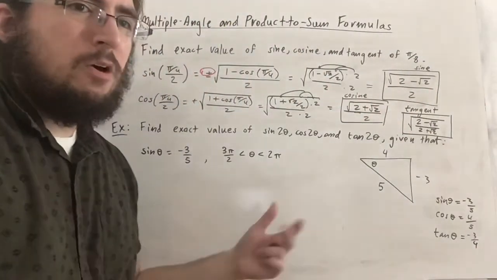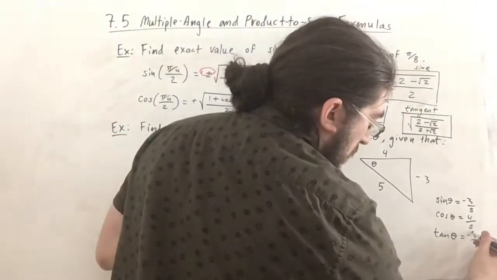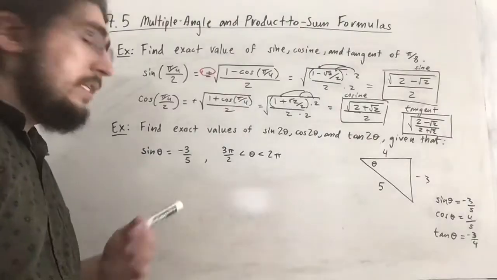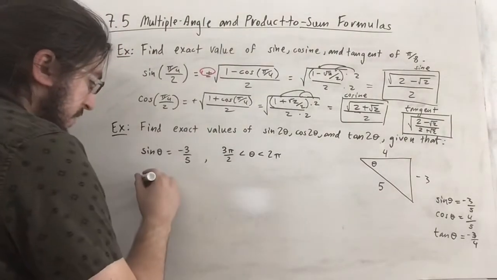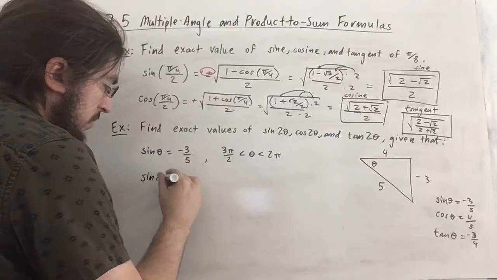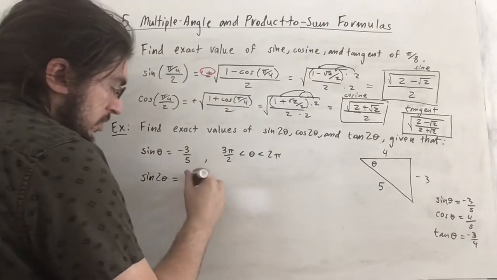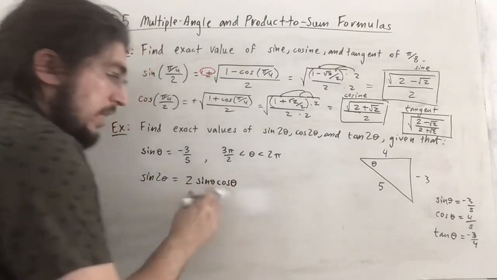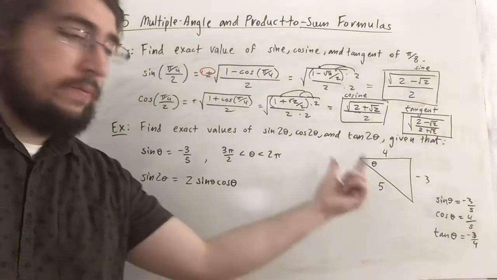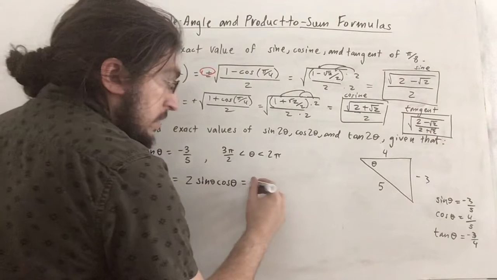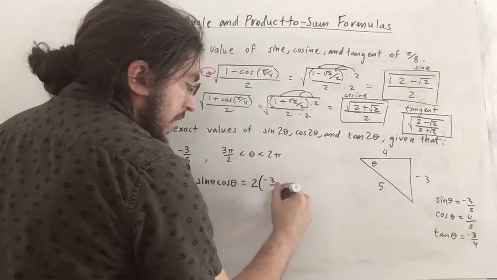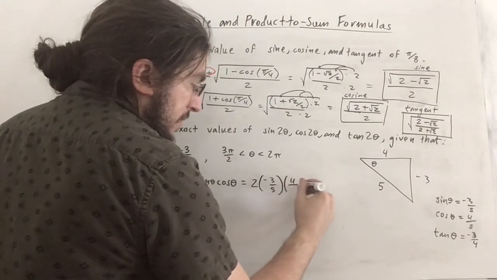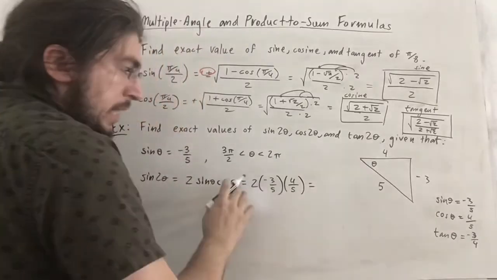Real kind of small, but hope we can make that out. That's a 3. Okay, good. So in this case, for sine of 2 theta, we'd have to use the double angle formula for sine of 2 theta, which is 2 times sine theta cosine theta. And we know what sine theta and cosine theta are from what we summarized over here.